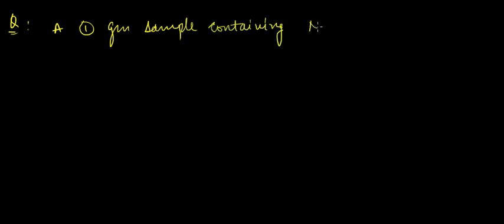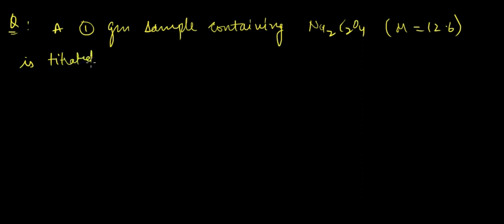A 1 gram sample containing Na2C2O4, molarity is given 12.6, is titrated with. So this is not just related to iodometric titration. We are doing the practice on titration in general. Is titrated with 40 ml of 0.02 M KMnO4 solution.